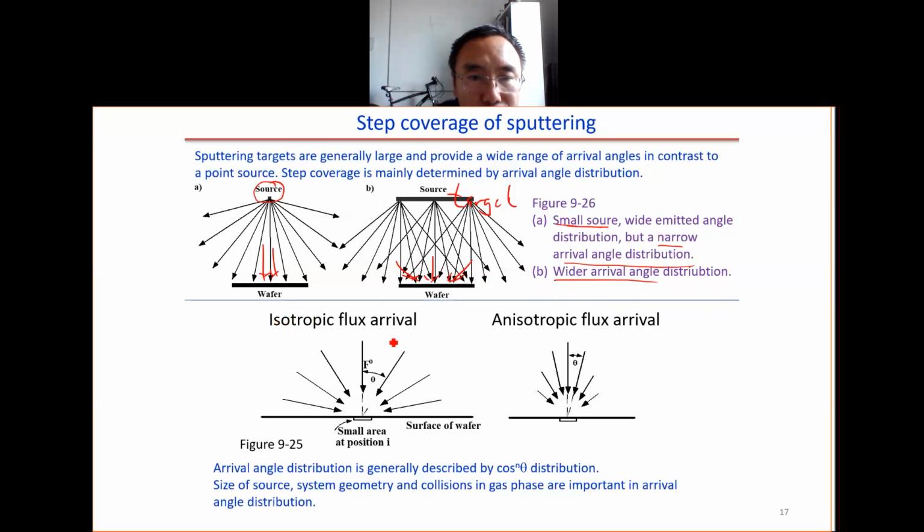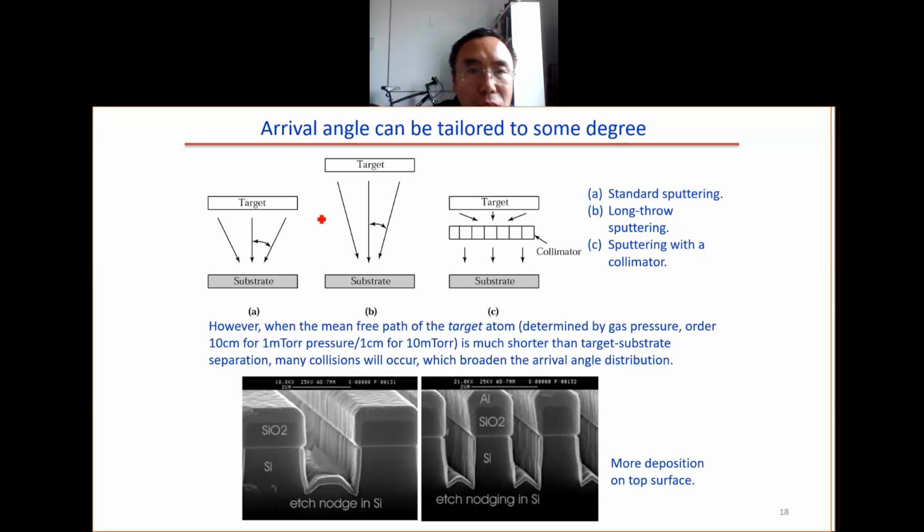So this is the isotropic flux arrival. This is anisotropic flux arrival. This one can have this kind of distribution. This is the case for sputter deposition. This is the standard sputtering, so the arrival angle can be tailored to some degree. This is the normal sputter deposition. This one is called long throw, where the target is far away from the substrate, so we have more directional deposition. This is collimated, so that we have more direct deposition because we have this collimator.